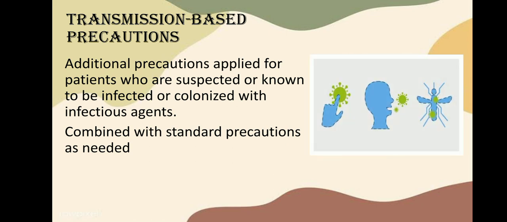It means to say that transmission-based precautions are precautions that we use because we already know the diagnosis of the patient, or we know what infection the patient has. Transmission-based precaution is usually used in combination with the standard precaution. For instance, if the patient has a diagnosis of tuberculosis, the transmission-based precaution for that will be wearing the N95 or the particulate respirators mask because it is an airborne infection.